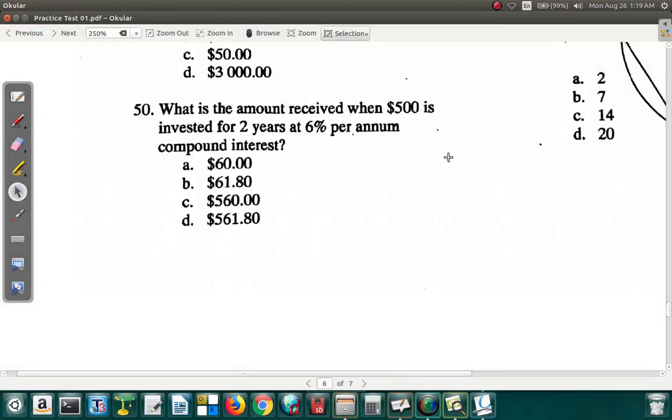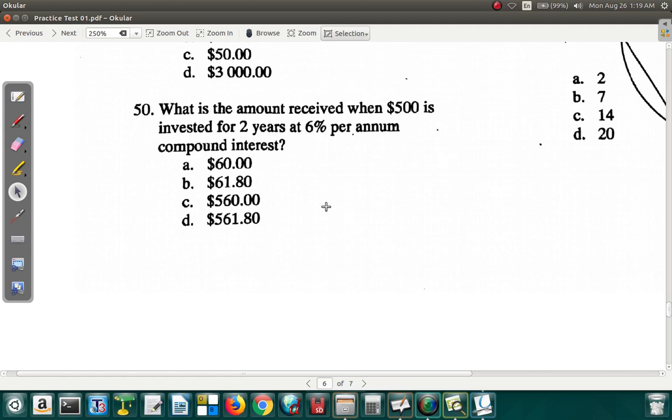Let's look at question 50. What is the amount received when $500 is invested for 2 years at 6% per annum compound interest?